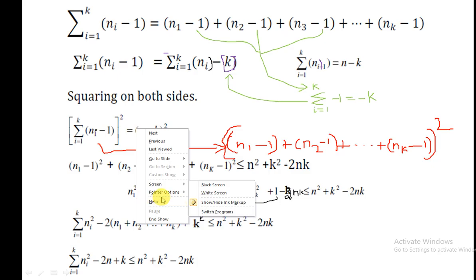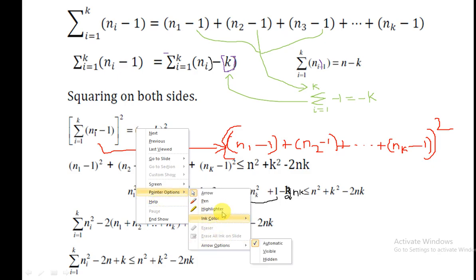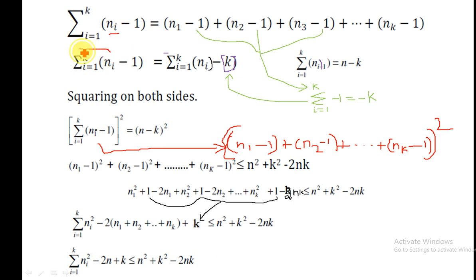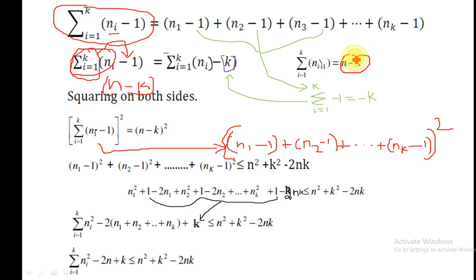So easily we can understand this step in the next slide. So what is the value here? Be careful once again. Summation i equal to 1 to k, ni is nothing but n, right? Summation i equal to 1 to k of minus 1. What we discussed in the previous slide, minus 1 plus minus 1 and so on. How many minus 1s? k minus 1s. That's why minus k. So what do you get here? n minus k. What about the left hand side? Left hand side is n minus k. So now come to the equations.